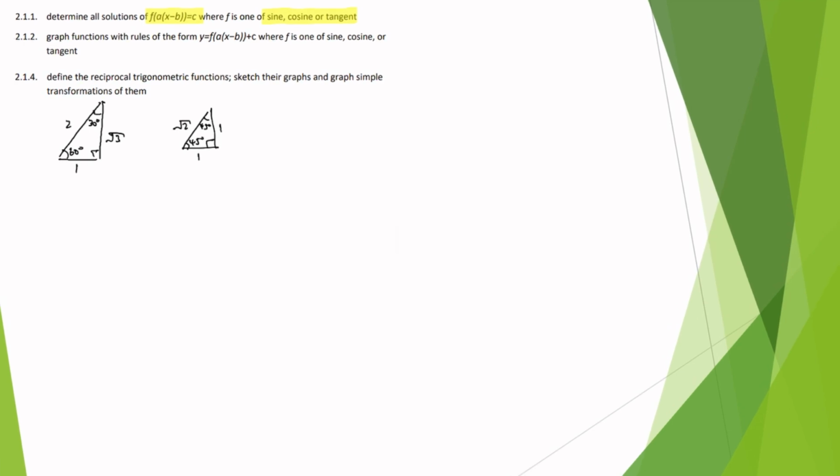And so if we remember SOHCAHTOA, remember that sine is equal to opposite over hypotenuse. So in the case of sine 30 degrees, that'll be 1 divided by 2. So sine 30 degrees is 1/2. Cosine is adjacent over hypotenuse. So if we're looking at 45 degrees, that would be 1 over root 2. So cosine of 45 degrees is 1 over root 2. And then tangent, we have opposite over adjacent. So let's say we're looking at 60 degrees. Tan of 60 degrees is root 3 over 1.